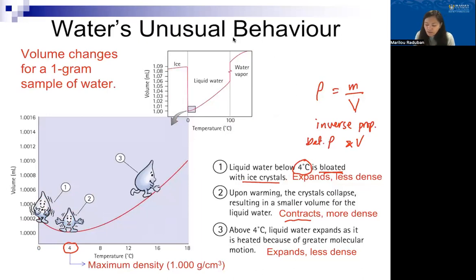Okay. And above 4 degrees Celsius, the liquid water now starts to expand as you increase the temperature because the water molecules start to vibrate faster, causing the water to expand. And so the expanding water means higher volume, and higher volume means smaller density. So the expanding water above 4 degrees Celsius will also have less density.